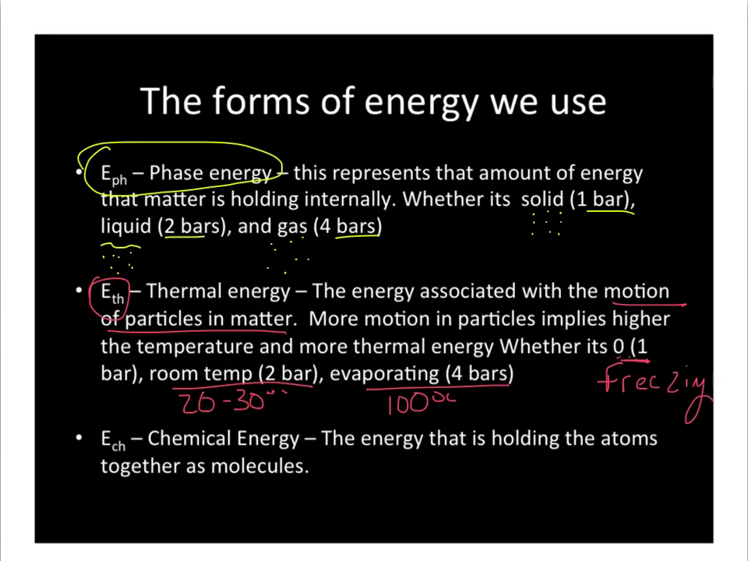And then this last portion, which we've kind of been ignoring until now, is the ECH, this chemical energy. And this is the energy that's holding the atoms together. So you have this atom that is bonded to this atom.